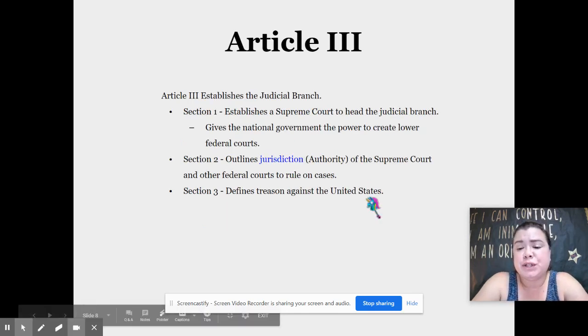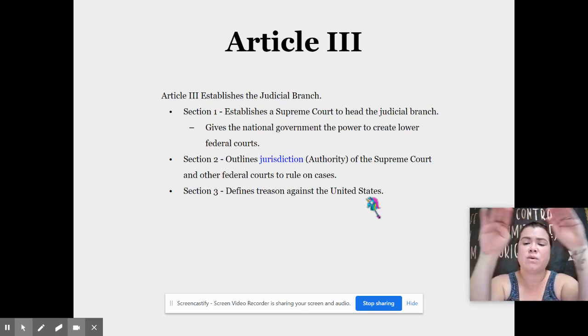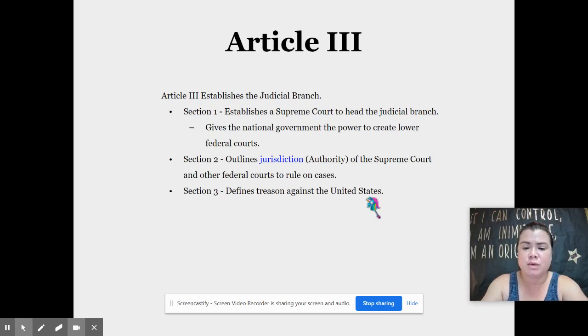Article 3 establishes the judicial branch, which is the Supreme Court. It establishes the Supreme Court as the head of the judicial branch and gives the national government the power to create lower federal courts, okay? So if you're thinking about a tier, there's going to be local courts, state courts, federal courts, and then the Supreme Court, which is way, way up at the top.